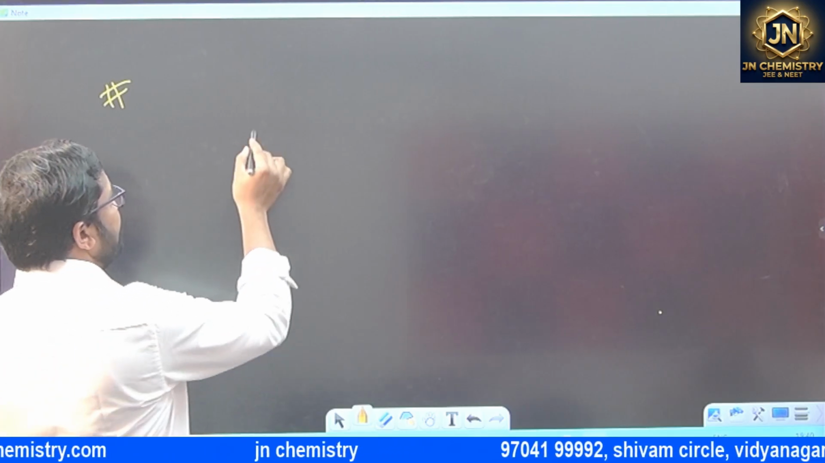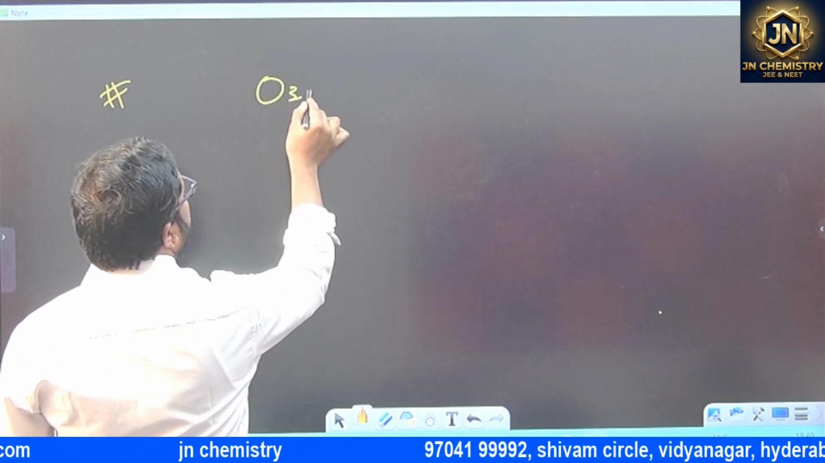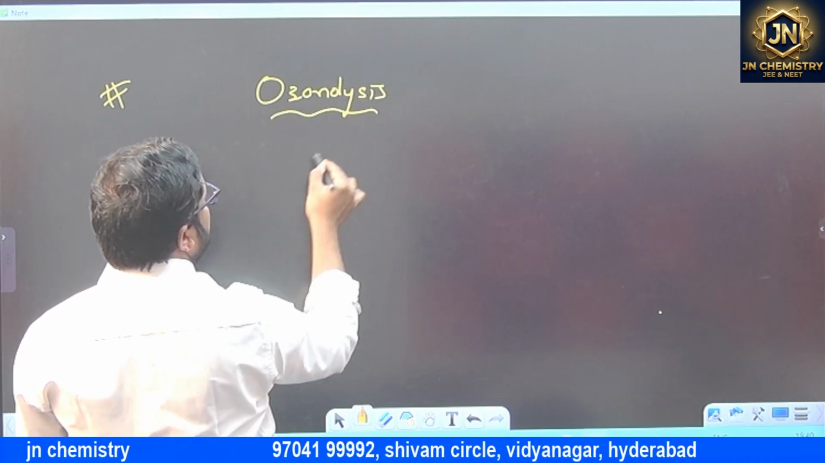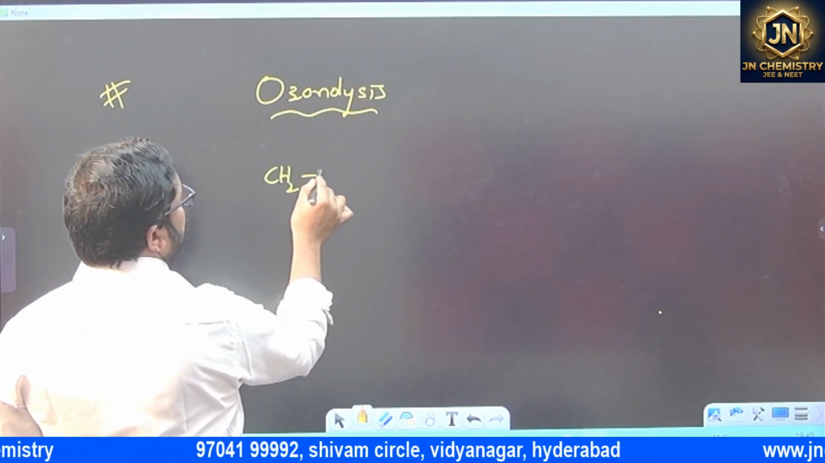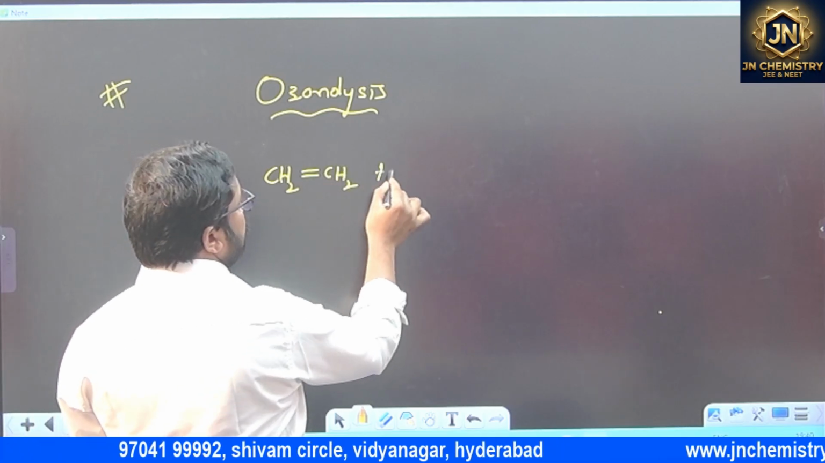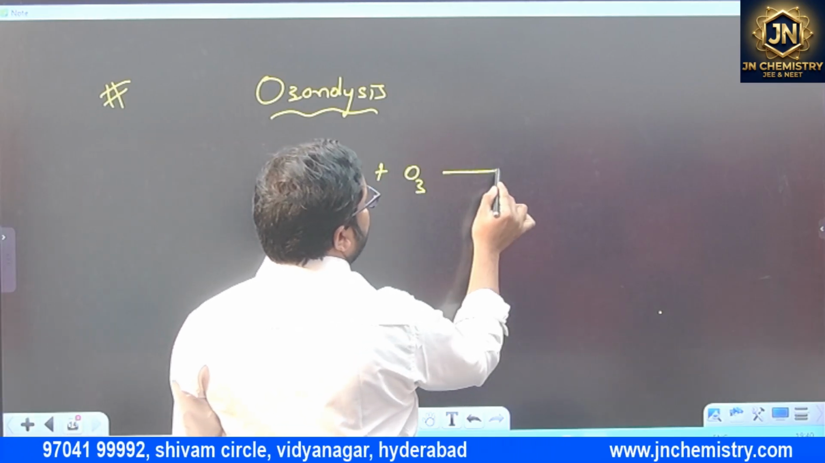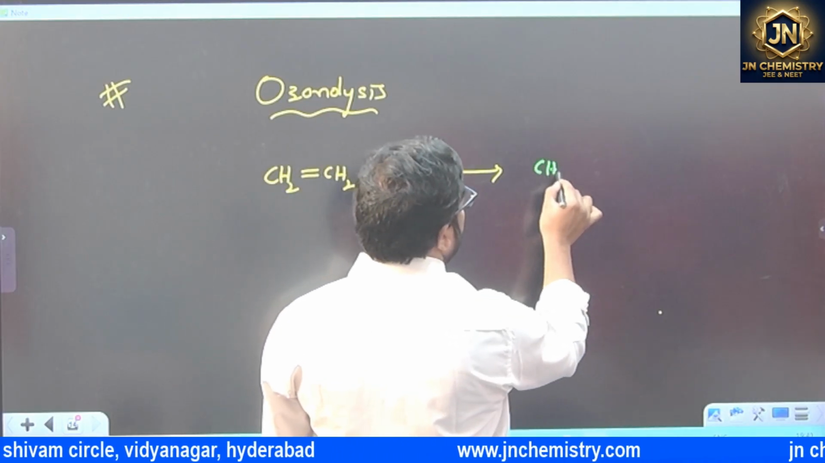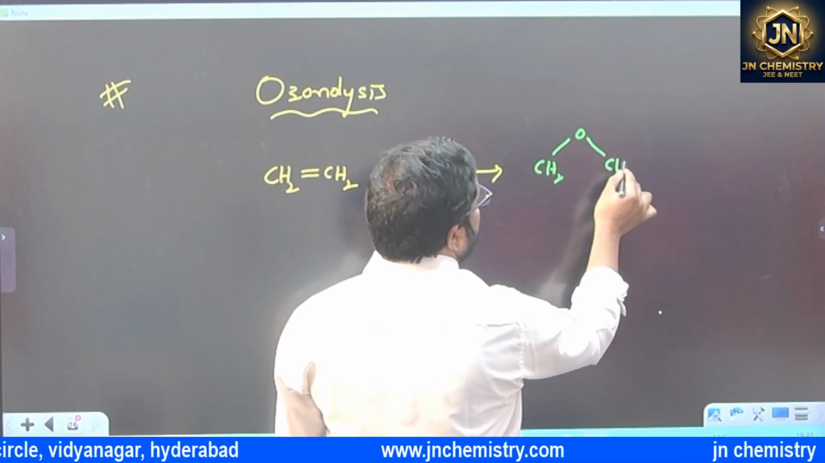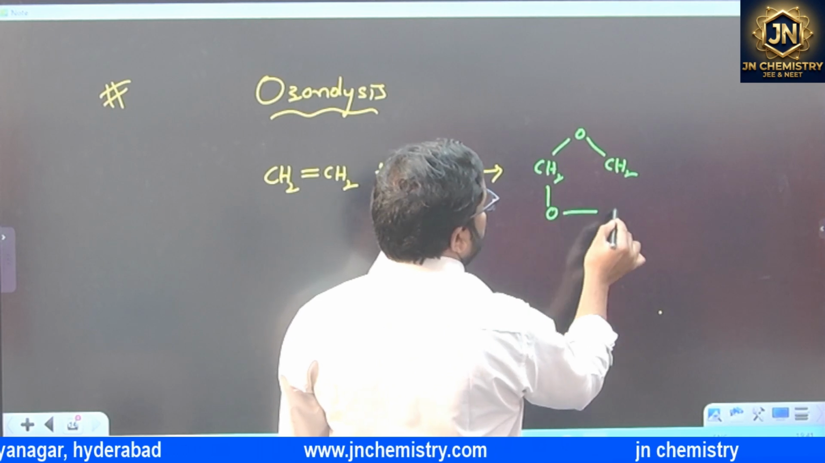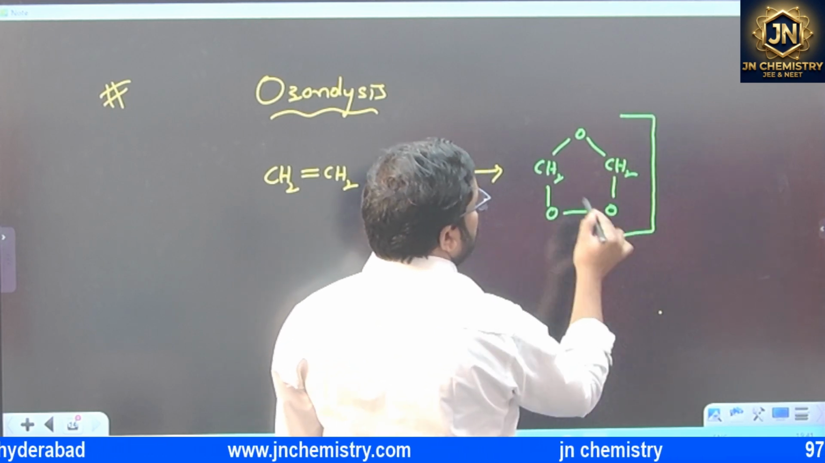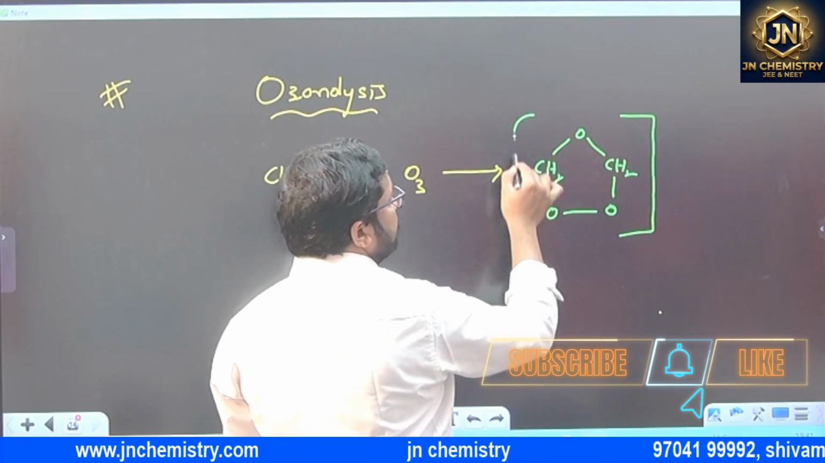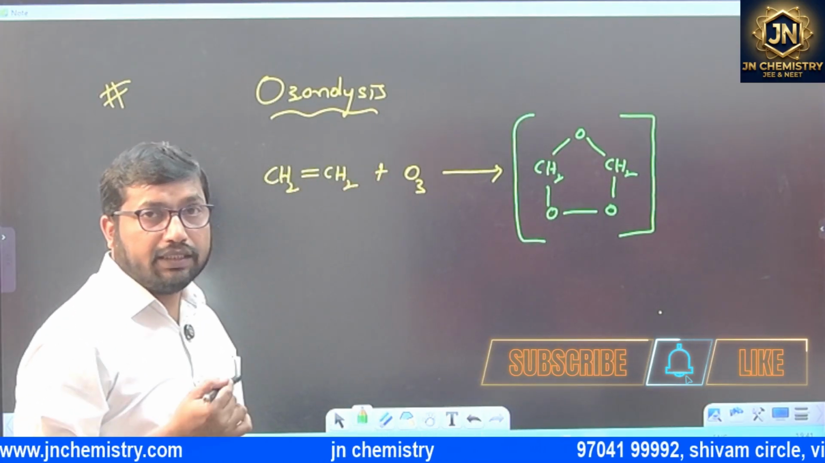And next, moving to this one, ozonolysis. Ozonolysis. CH2 double bond CH2 with O3, ozone. What exactly happened? An unstable ozonide is forming now. This is the unstable ozonide. Whenever we put something in brackets in organic chemistry, that is unstable.